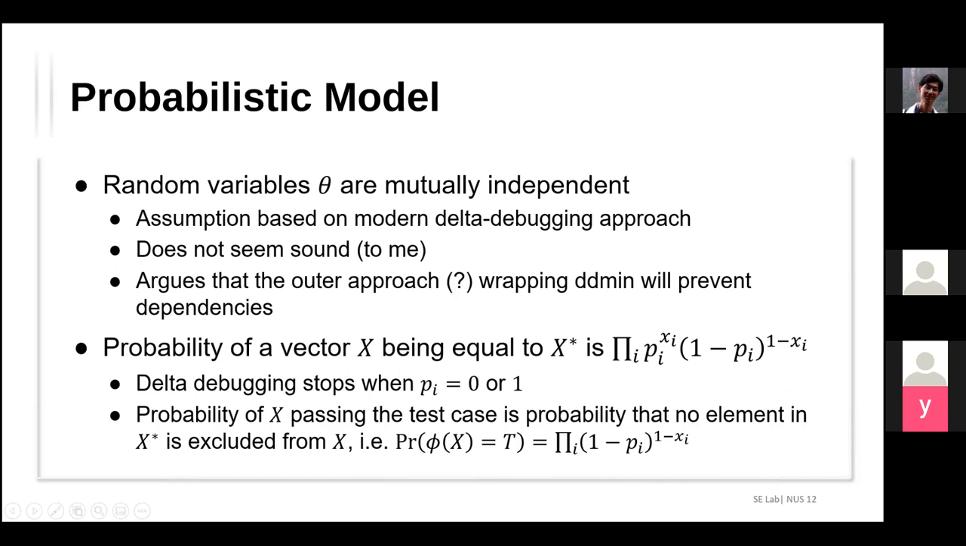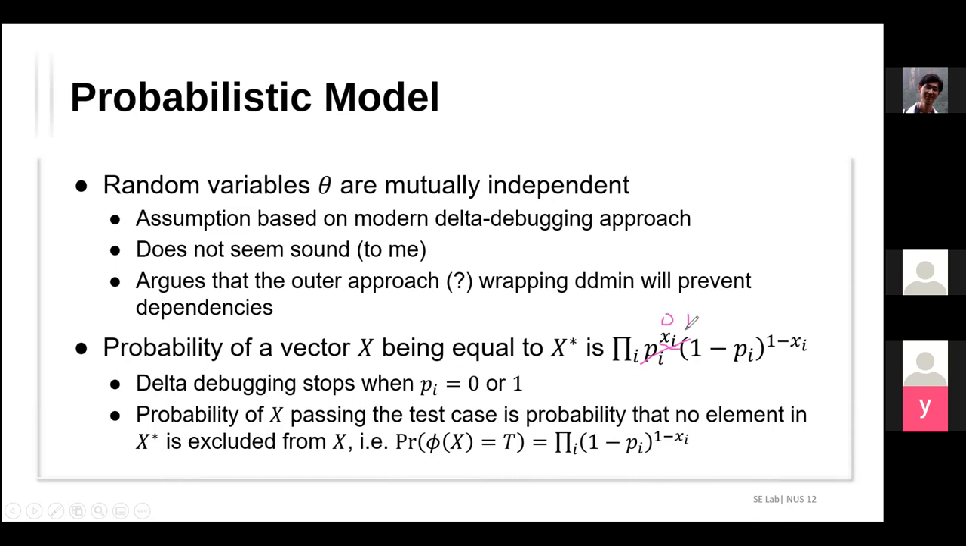Xi is whether the variable index I is in the vector X. So xi can only take two values, either 0 or 1. If this is 0, then we cancel PI. If it's 1, then we keep the PI.